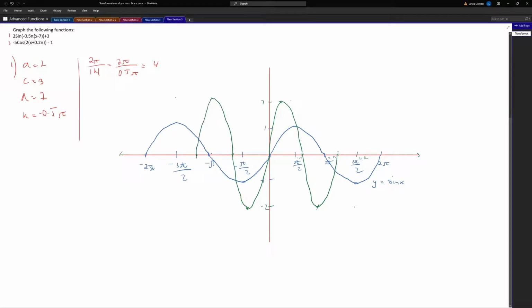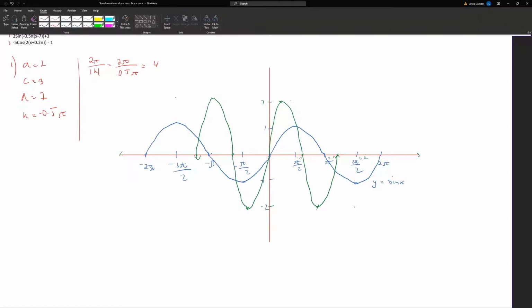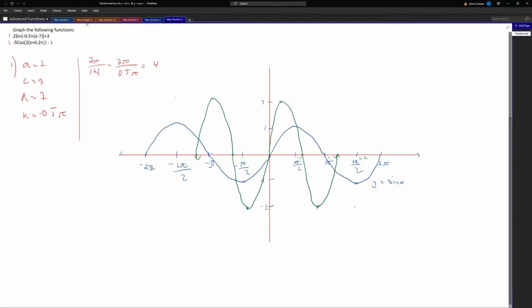Okay, so that's our intermediate graph. Now, the important thing to notice here is that we had negative 0.5 pi, which would mean we actually have to reflect this on the y-axis. I will do that as a second intermediate graph, but if you want to do this all in one step, you could. So now all of our points will get reflected, right?